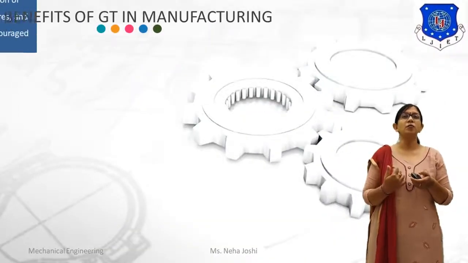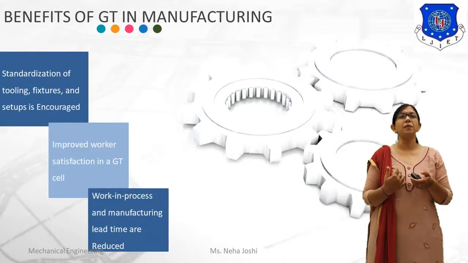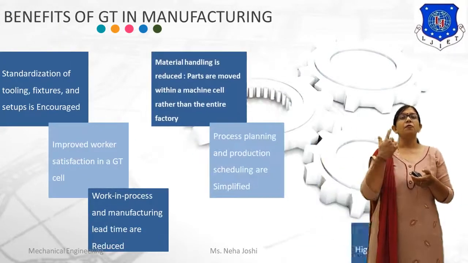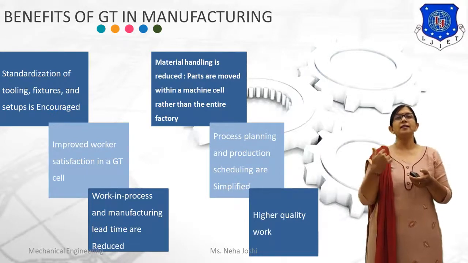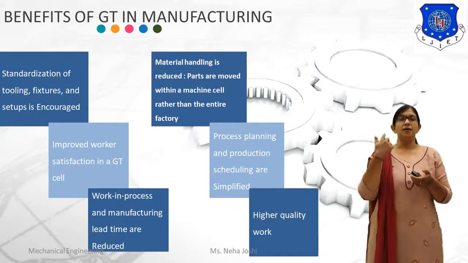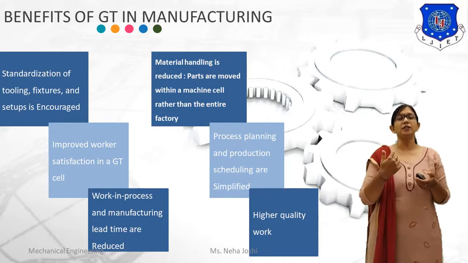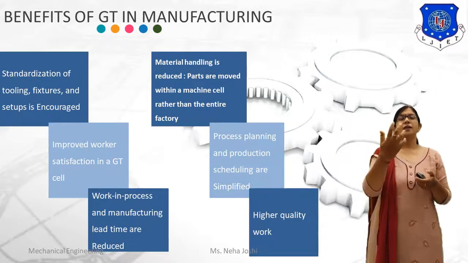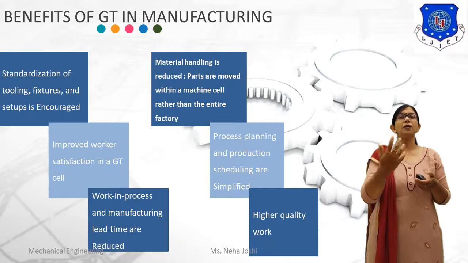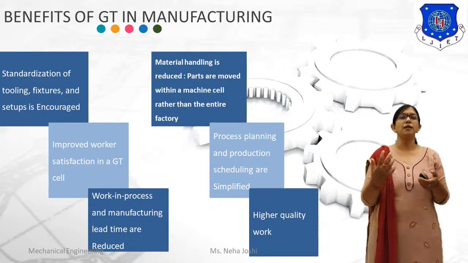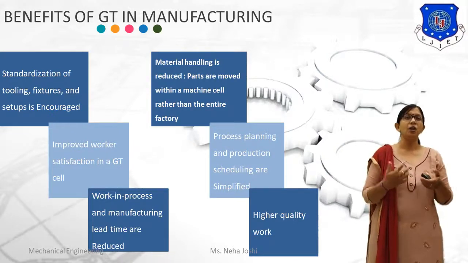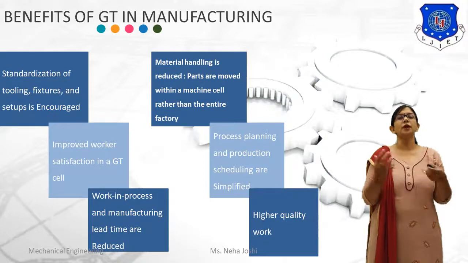Now we will discuss the benefits of GT in manufacturing. First benefit is standardization of tooling, fixtures and setup is encouraged. The next one is improved worker satisfaction in the GT cell. The next is that working process and manufacturing lead time are reduced. Material handling is reduced as parts are moved within a machine cell rather than the entire factory. Process planning and production schedules are simplified, and there is higher quality work.